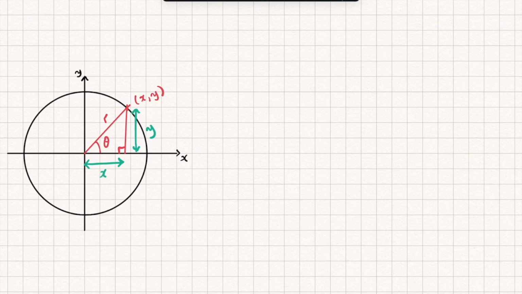Now, using this diagram, let's write down everything we know about this triangle. Using Pythagoras, I can say that x squared plus y squared is equal to the radius squared. I could also think about trigonometry and say sine of theta is equal to the opposite side, which we've called y, divided by the hypotenuse, which I've called r. And then cosine of the angle is equal to the adjacent side, which we've called x, divided by the hypotenuse that we've called r.